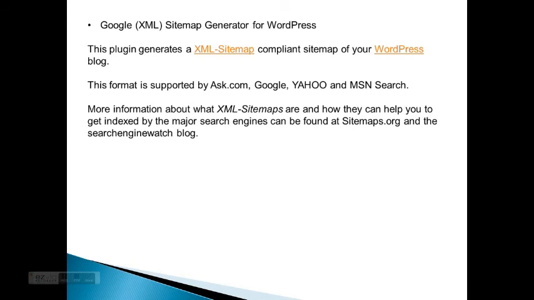Google XML Sitemap Generator for WordPress. This plugin generates an XML sitemap compliant sitemap of your WordPress blog. This format is supported by Ask, Google, Yahoo, and MSN. More information about what XML sitemaps are and how they can help you to get indexed by the major search engines can be found at sitemaps.org and the Search Engine Watch blog.